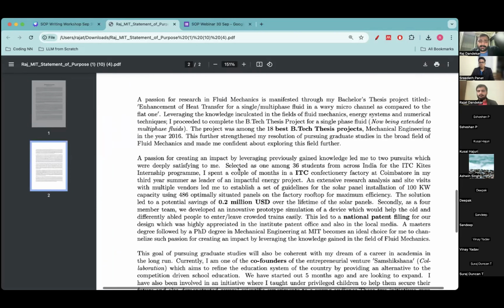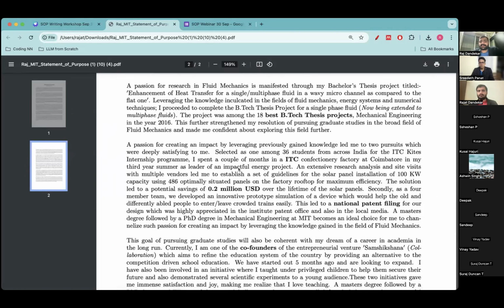And here comes my supporting cast. So supporting cast is basically the experience which is not related to fluid mechanics. So this is my ITC internship where I had installed solar panels, completely unrelated to fluid mechanics, right? But see, here is how I use the sandwich technique. I started out by saying that I like to create an impact. So that's my thread. And I ended with my thread, that I want to create an impact in the field of fluid mechanics. And in the middle, I wrote about my ITC internship and what kind of quantitative impact it had in terms of money saved, etc. So this is my supporting cast.